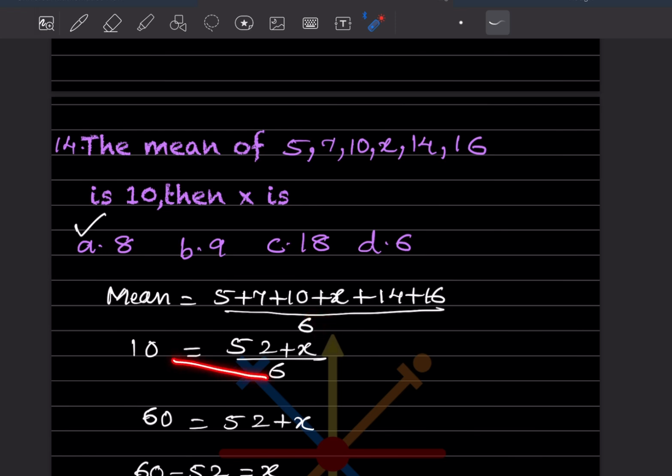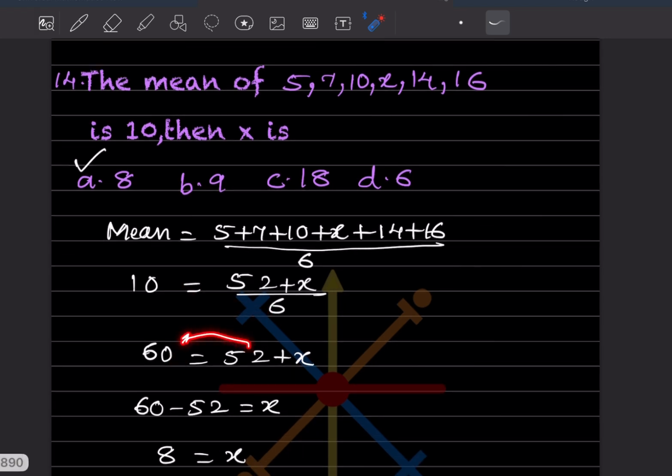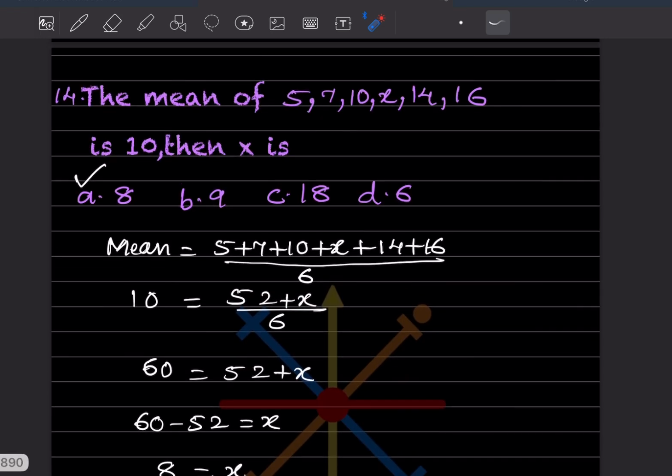So this 6 will go here, so that will be 60 equal to 52 plus x. So 60 minus 52 is x. So this will be 8. So x is 8. So you have to click on this and put a tick mark here, option A.